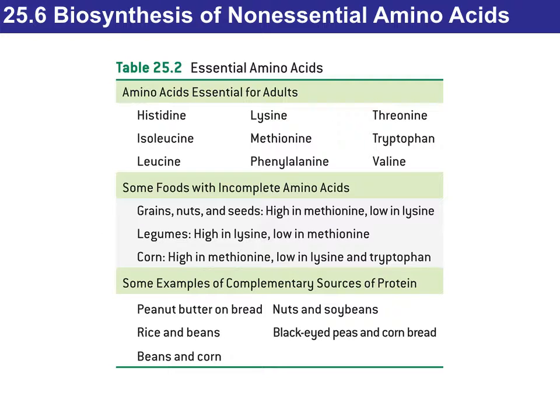And that table is very instructive because it tells you the amino acids that are essential for adults. You have the list, 1, 2, 3, 4, 5, 6, 7, 8, 9, and then it shows you some foods that are incomplete in those amino acids. And then examples where you can complement, making sure that you get all the essential amino acids, meaning that if you spread peanut butter on bread, you're fine. Nuts and soybean are fine. Black-eyed peas on cornbread will make you fine. Rice and beans and corn.